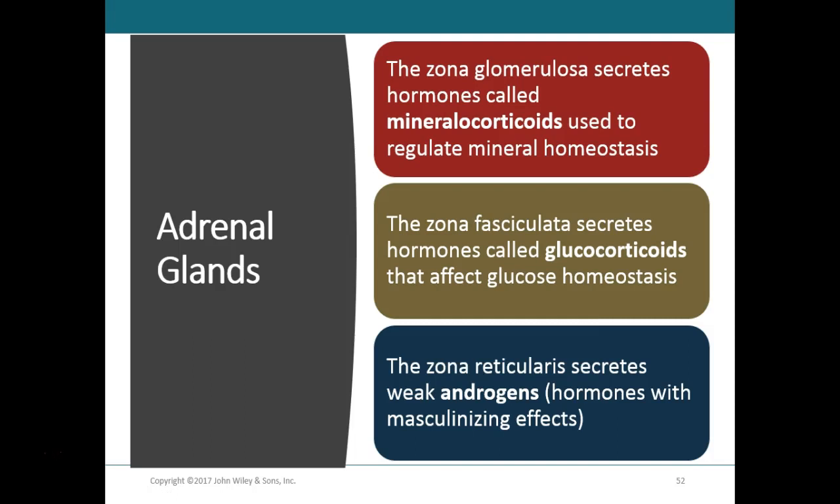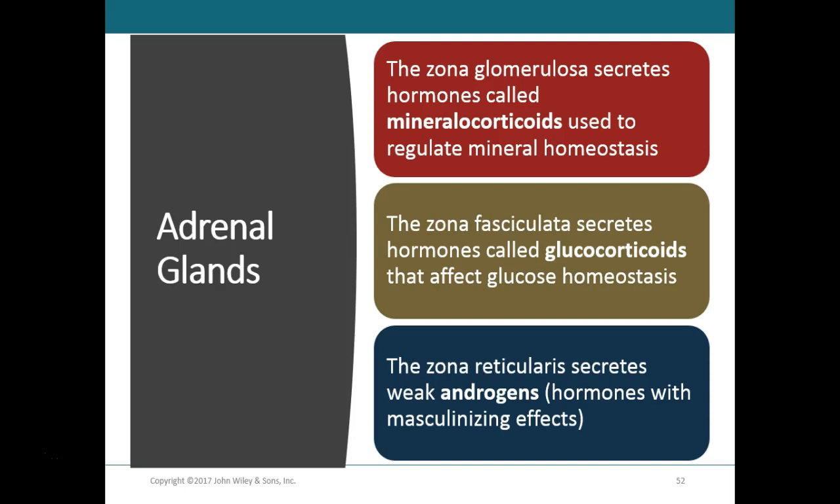The outer zone, which is just deep to that connective tissue capsule, is the zona glomerulosa. Glomerul means little ball, so glomerulosa, little balls, the zone of little balls. So its cells are closely packed and arranged sort of in spherical or ball-looking clusters, and they secrete hormones called mineralocorticoids because they affect mineral homeostasis.